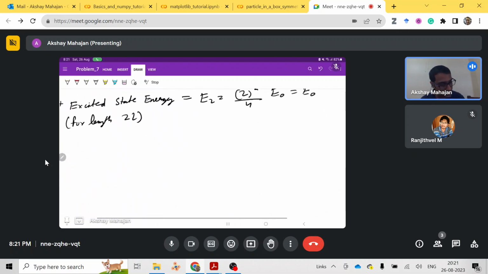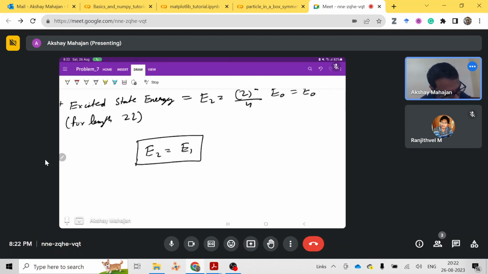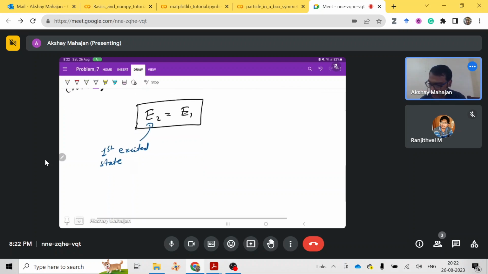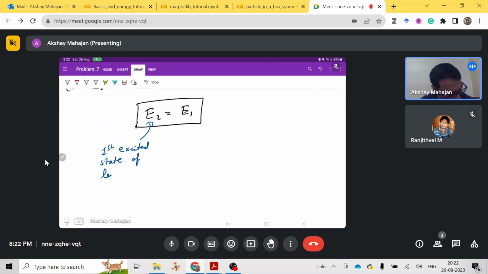So what we are getting is E2 is equal to E1, where this E2 is the first excited state for length 2L, and this E1 is the ground state for length L. So we can see that if we double the length, then the first excited state energy will be equal to the ground state energy when the length was L.